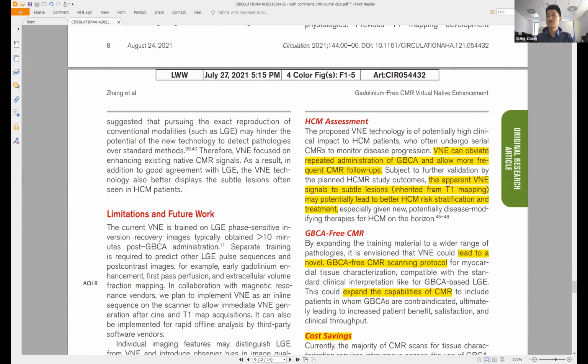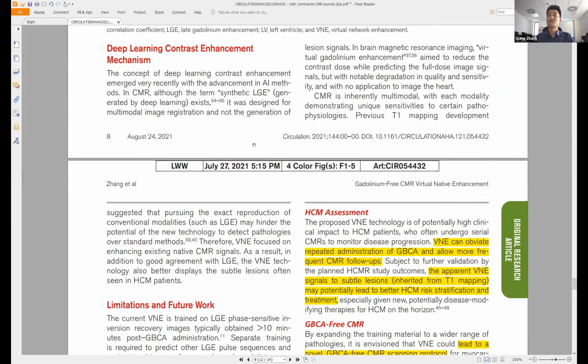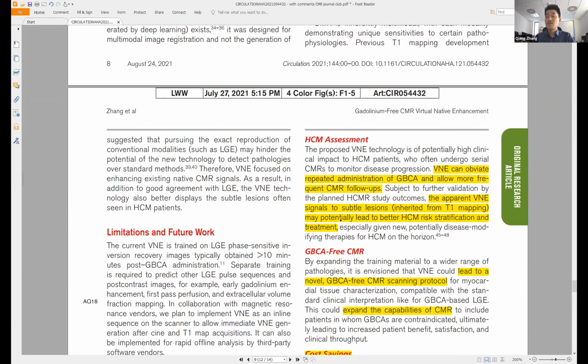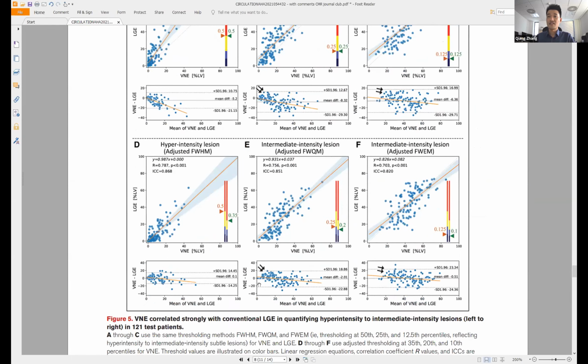And the apparent VNE signals to subtle lesions, as we've seen in the figure, may potentially lead to better HCM risk stratification and treatment. Sorry, I forgot to mention this bit. If you look at the results, there's a perceivable trend of VNE highlighting subtle lesions at the lower lesion range compared with LGE in this plot.